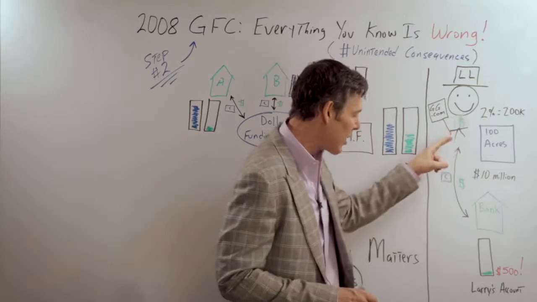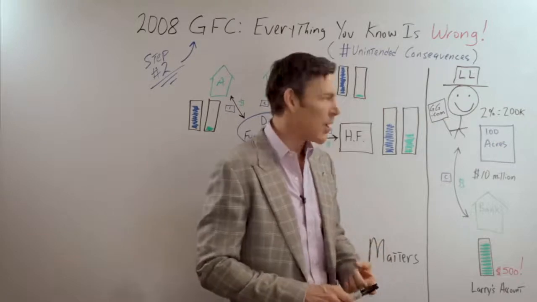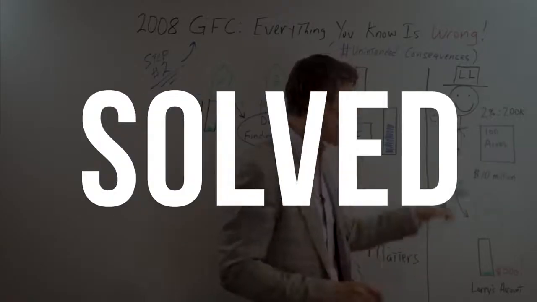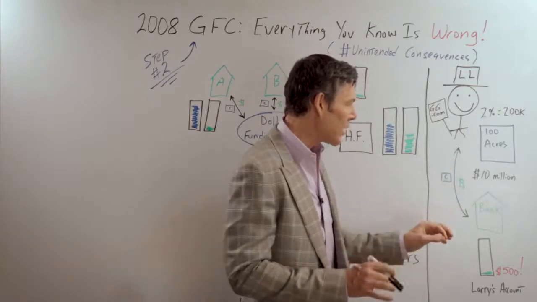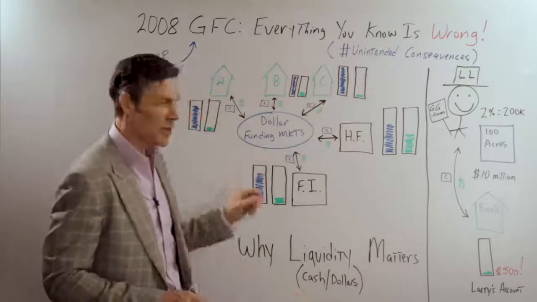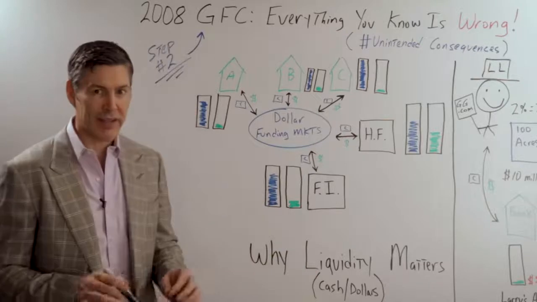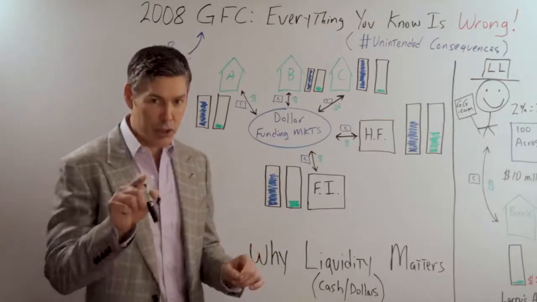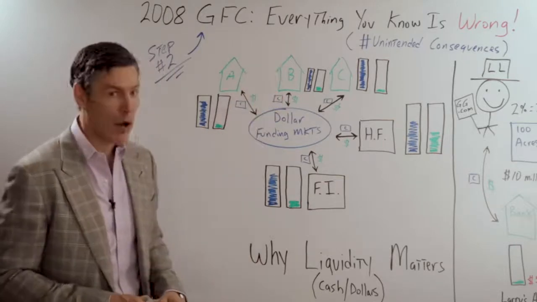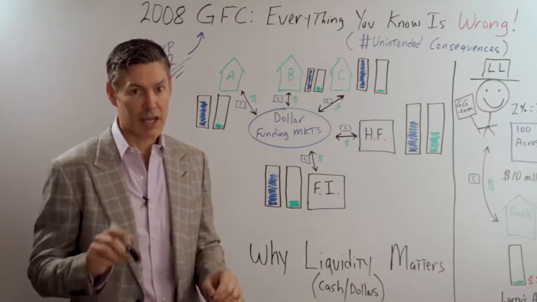So Larry takes that money. He puts it into his account. Now he can afford to make his rent payment and his car payment. Problem solved. The bank and Larry have created their own miniature version of the dollar funding market. Now let's dive into how this works a little bit deeper so you can start to understand how everything you know about the global financial crisis of 2008 is wrong.